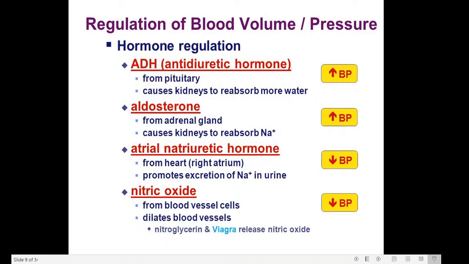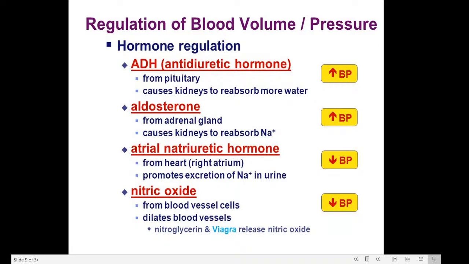Then aldosterone is produced from the adrenal gland. It causes the kidney to reabsorb Na plus ions. In this reaction, blood pressure is also high. Then atrial natriuretic hormone is produced from the heart, specifically the right atrium, and promotes excretion of Na plus in urine.